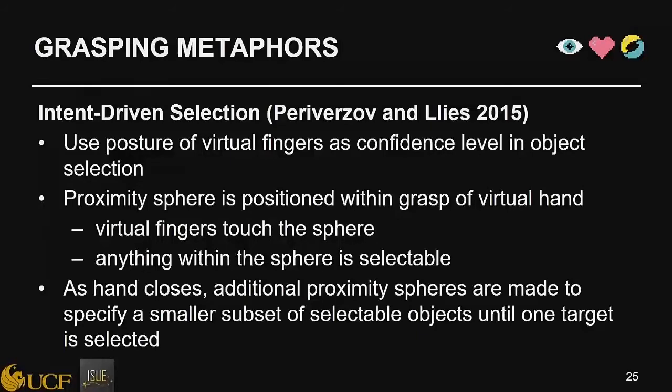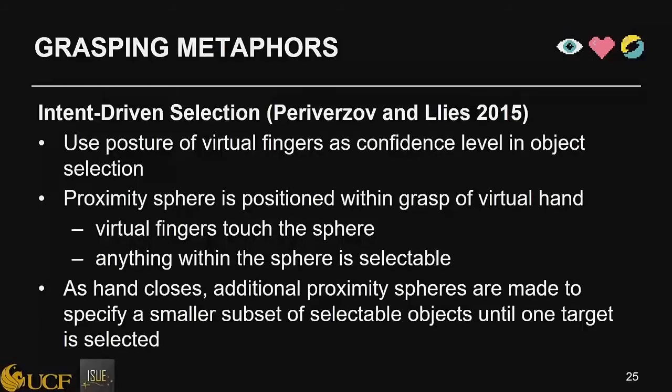I have selected and I have manipulated. So as those fingers get closer to the object, you get these proximity spheres positioned within the grasp of the virtual hand. These spheres get smaller and smaller, and the virtual fingers are on the sphere, and anything within the sphere is selectable.